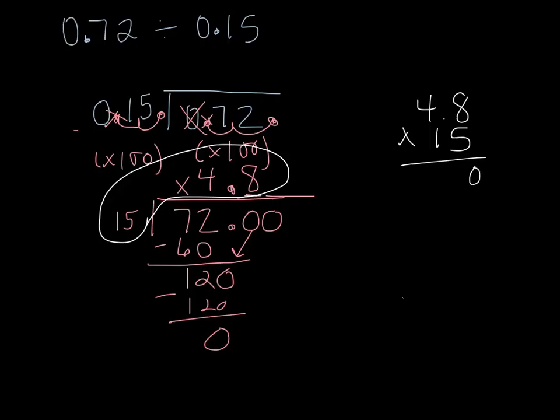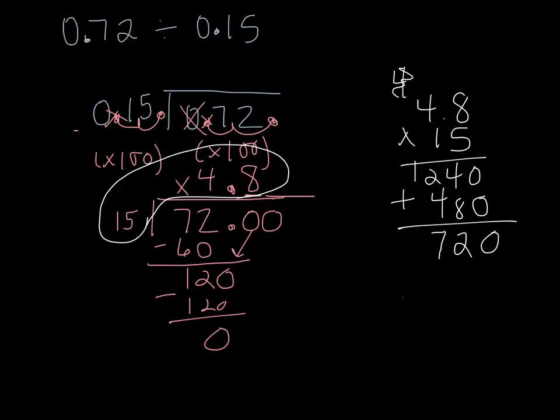5 times 8 is 40. 5 times 4 is 20, plus 4 is 24. Down a row, add a 0. 1 times 8 is 8. 1 times 4 is 4. When I add, I'm going to get 0. 4 plus 8 is 12. 1 plus 2 is 3. And 3 plus 4 is 7. And I know I had one number behind the decimal up here. So one number behind in my answer.